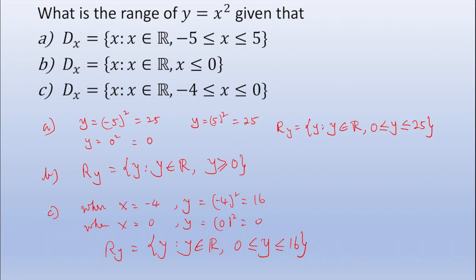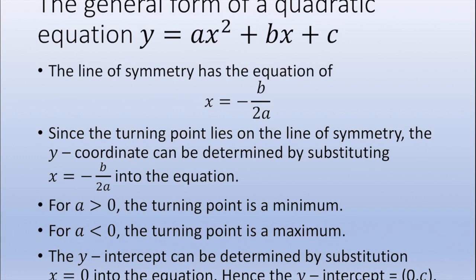Then, next bit, we need to look at the general form of a quadratic equation: y equals ax squared plus bx plus c. Again, I must say that a does not equal 0. Now, the line of symmetry or the axis of symmetry of y equals ax squared plus bx plus c is x equals minus b over 2a.